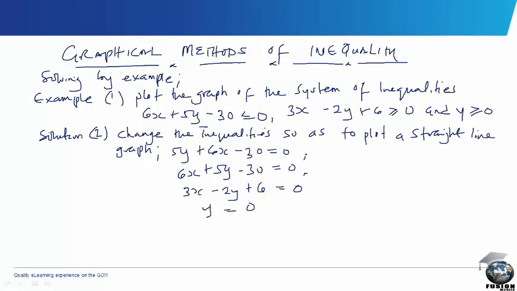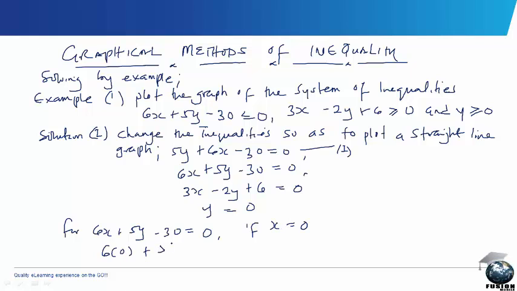We start with the first equation, 6x plus 5y minus 30 equal to 0. If x is equal to 0, that means you replace every x here with 0. I have 6 times 0 plus 5y minus 30 equal to 0. So 5y is equal to 30, so that y will be equal to 30 over 5, and therefore y is equal to 6.